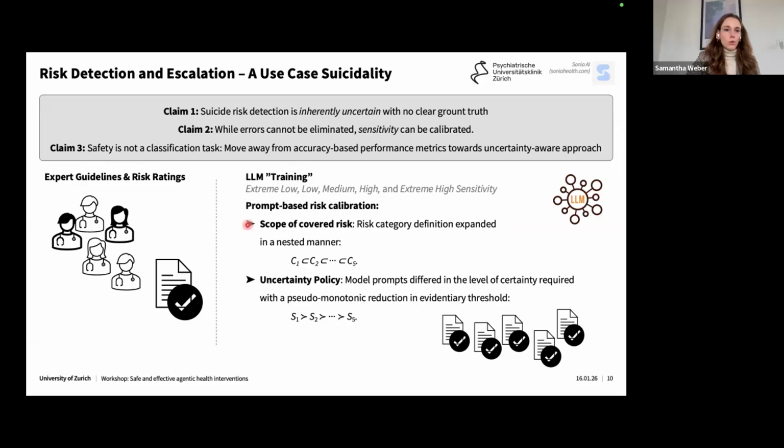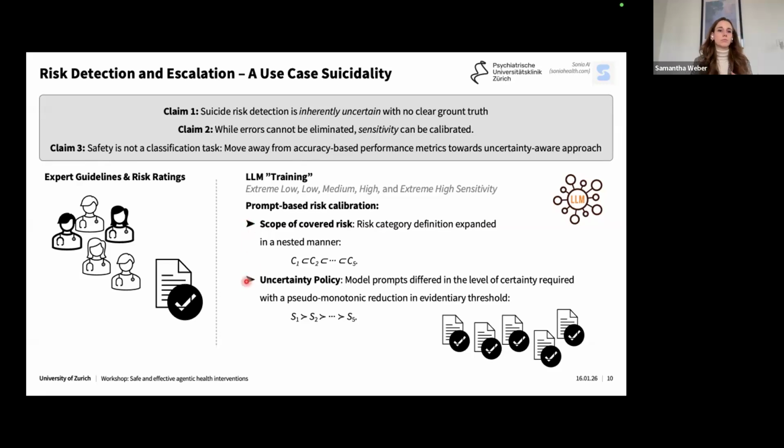For that, we had 2 different constraints. First is the scope of covered risk. Risk category definitions and triggering conditions were expanded in a nested manner across different model variants, from extreme low to extreme high sensitivity. For extreme low, it really required explicit suicidal intent, plan, access to means, and so on. Whereas for higher sensitivity models, we additionally included a lot of other risk factors and broader cues of psychological danger.